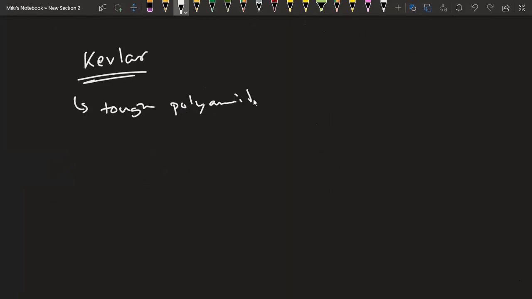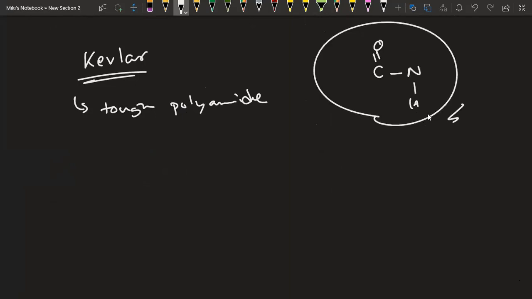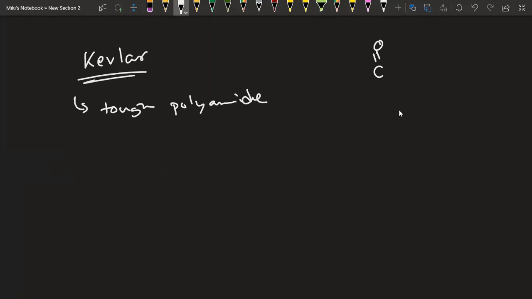Polyamide. Now, a molecule which contains this linkage, we obviously know that is known as our amide group. Or the other way could be NHC double bond. So okay, this is our amide group linkage, and it continues. That's known as our polyamide. Okay, polyamide. Now, where is it used?